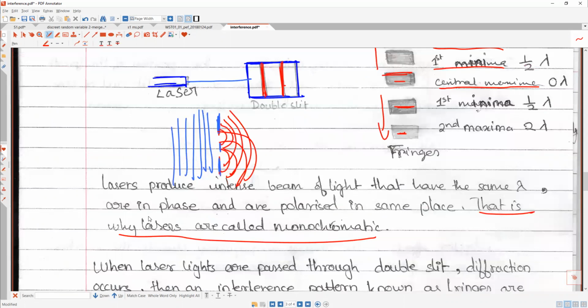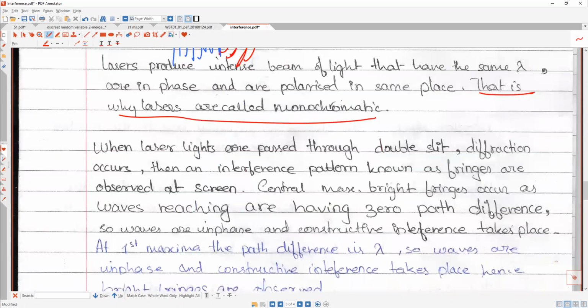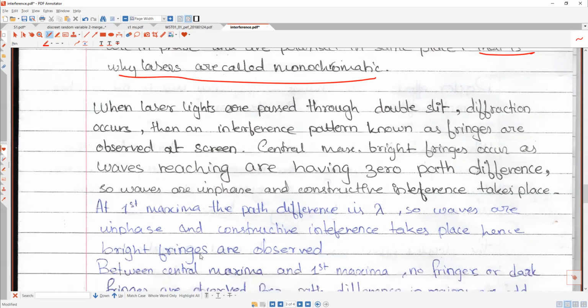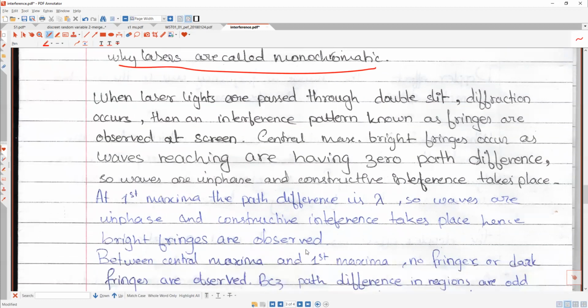Bright fringes occur at waves reaching with 0 path difference. So waves are in phase, so constructive interference. Light fringes are constructive interference, dark fringes are destructive. At first maxima, the path difference is lambda. I told you that. So waves are in phase and constructive interference takes place. Hence, bright fringes are observed. Everyone knows this, you understood the lines.